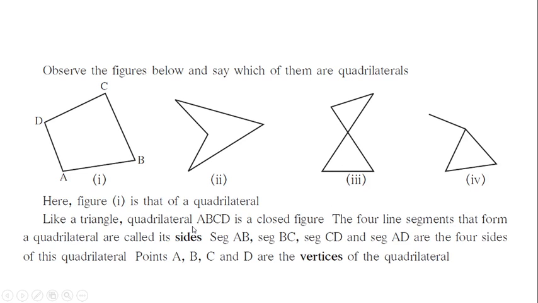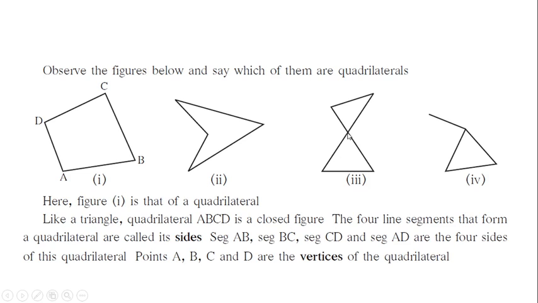Like a triangle, quadrilateral ABCD is a closed figure. The 4 line segments that form a quadrilateral are called its sides. Segment AB, segment BC, segment CD and segment AD are the 4 sides of this quadrilateral. Points A, B, C and D are the vertices of the quadrilateral. Now the first and second are easy. You can make out that these 2 are quadrilaterals.